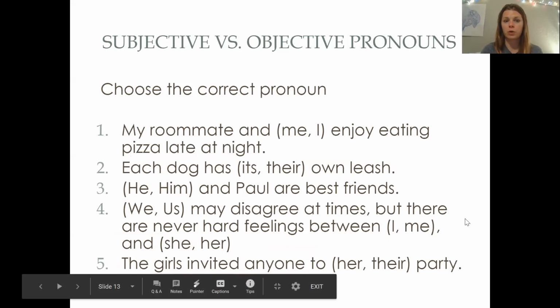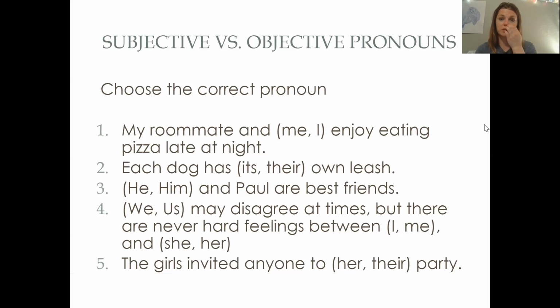Okay, so I want you to look at this subjective versus objective pronoun, choose the correct pronoun. So I want you to pause, try to choose the correct pronoun. In about 5 seconds, I'm going to give you the answers, but I want you to pause and try it. Okay. All right.